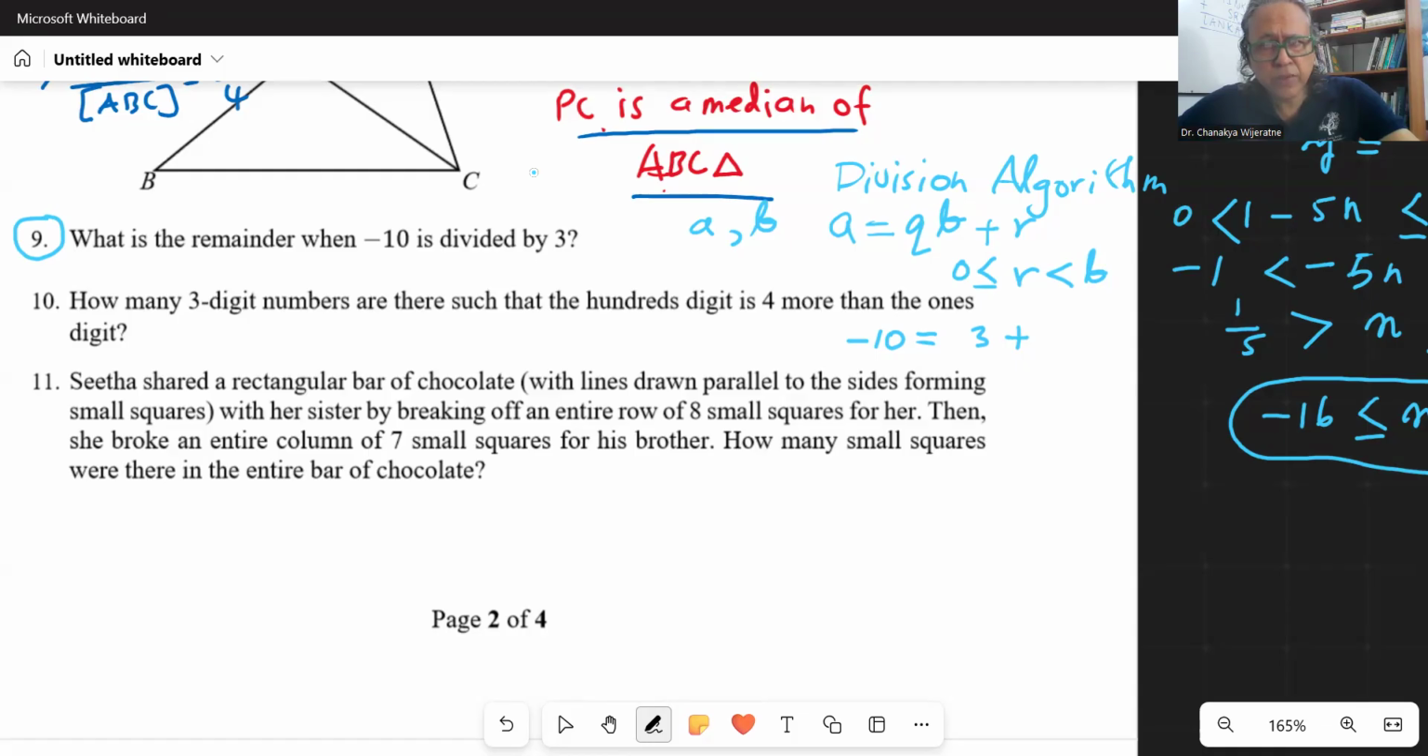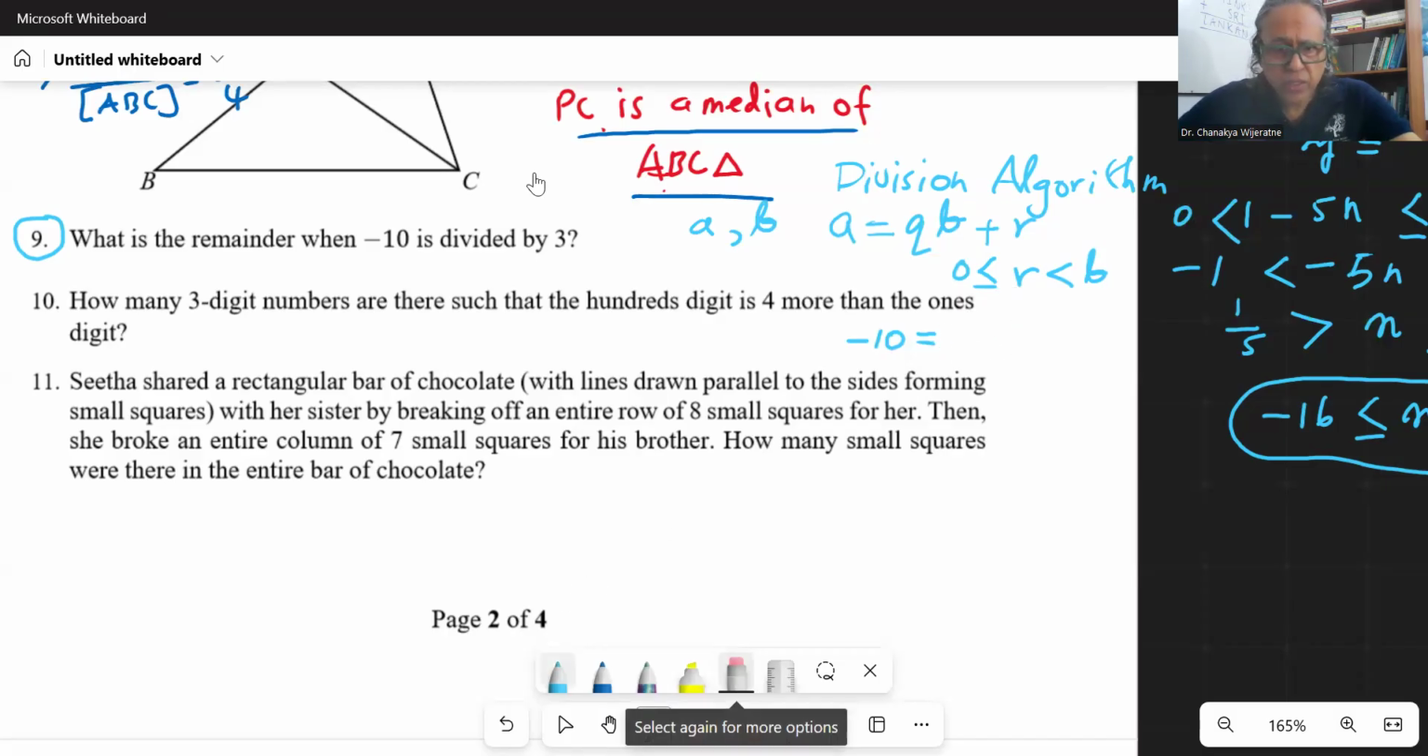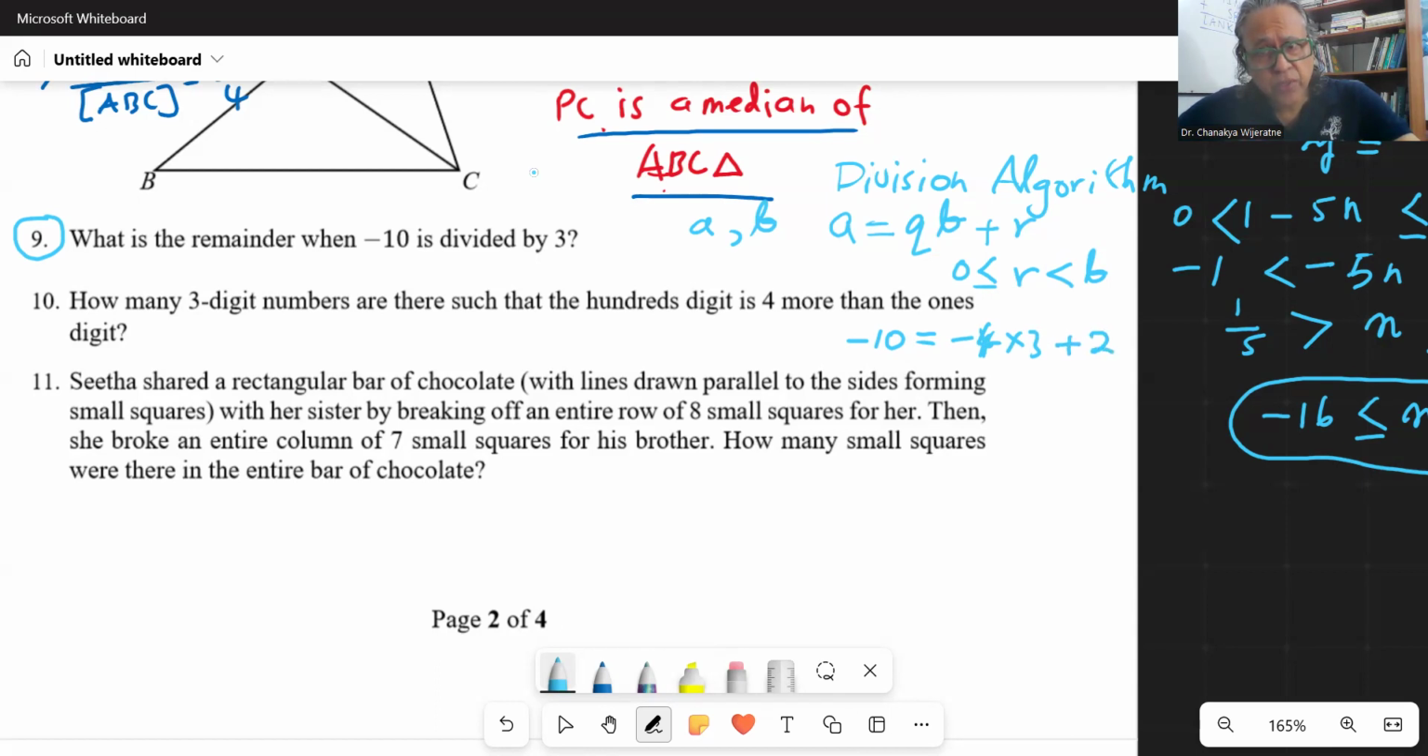If you think a little bit here, you can see that when you multiply 3 by negative 4, you get negative 12. So let me rewrite that because it's not clear. Negative 4 times 3, which is negative 12, and then to get negative 10, we should add 2. So 2 is the remainder when you divide negative 10 by 3 by the division algorithm, because negative 4 and 2 are unique. Therefore, the remainder when negative 10 is divided by 3 is 2. Okay, so that's the answer.